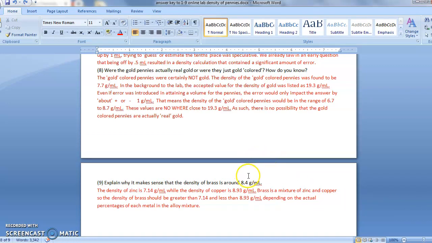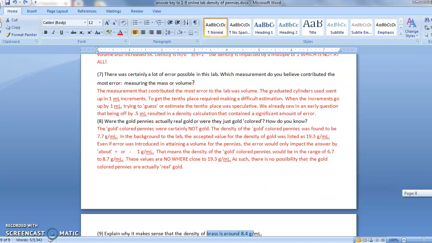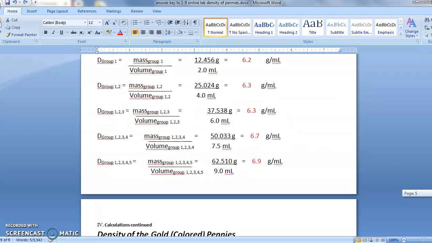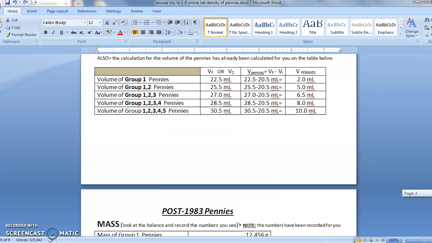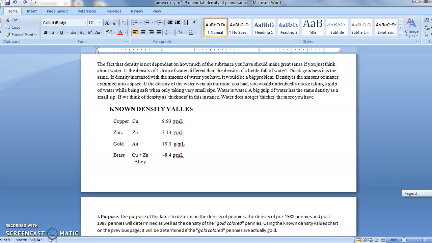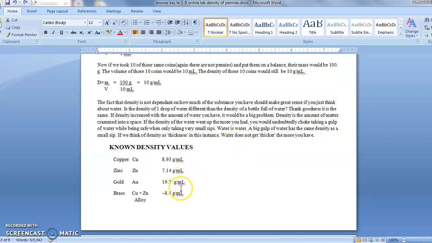Finally, the last question. Why does it make sense that the density of brass is somewhere around 8.4? When we go back up to the table of known densities in our background for this lab, brass is around 8.4. Why does that make sense? Brass has both copper and zinc metal melted and mixed together. That's what alloys are, metals that have been melted and mixed together.